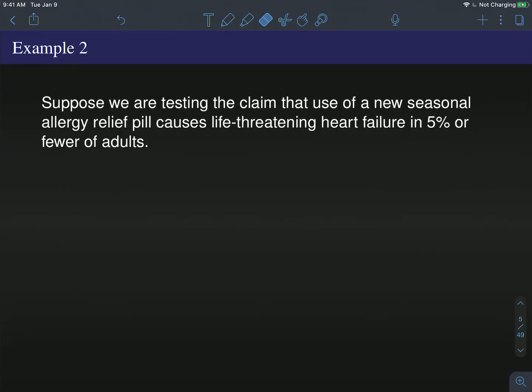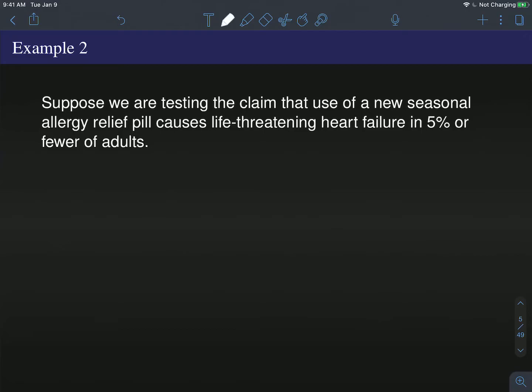So let's consider our next case here. Example 2. Suppose we're testing a claim that the use of a new seasonal allergy relief pill causes life-threatening heart failure in 5% or fewer adults. What I want you to do is pause the video and write out your null and alternative hypotheses.